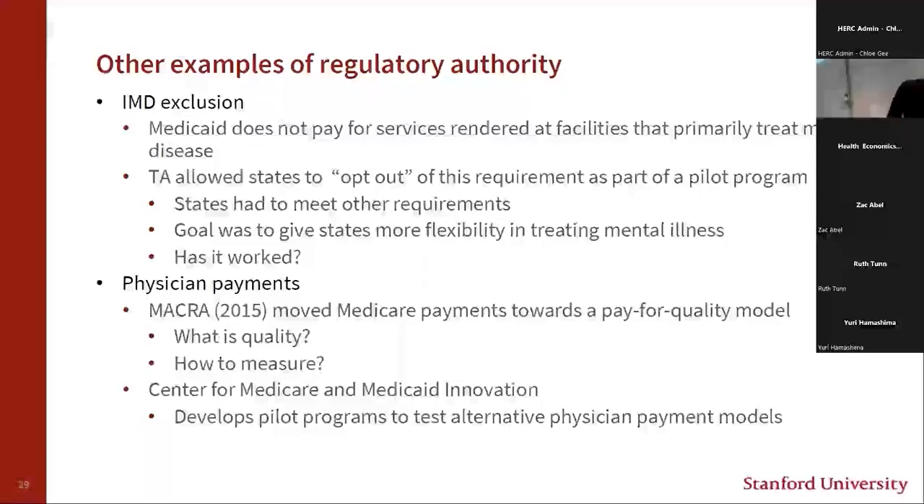Another good one is how physicians are paid. There was a law in 2015, MACRA, that moved Medicare, the insurer for the elderly in the United States, towards a pay for quality model. But again, that law gave the president and the HHS secretary a lot of authority. What is quality? How do you measure it? How specifically do you pay for it? Again, those are all examples of regulatory authority. So the one thing I learned is that the executive branch really does a lot. It has a lot of discretion.